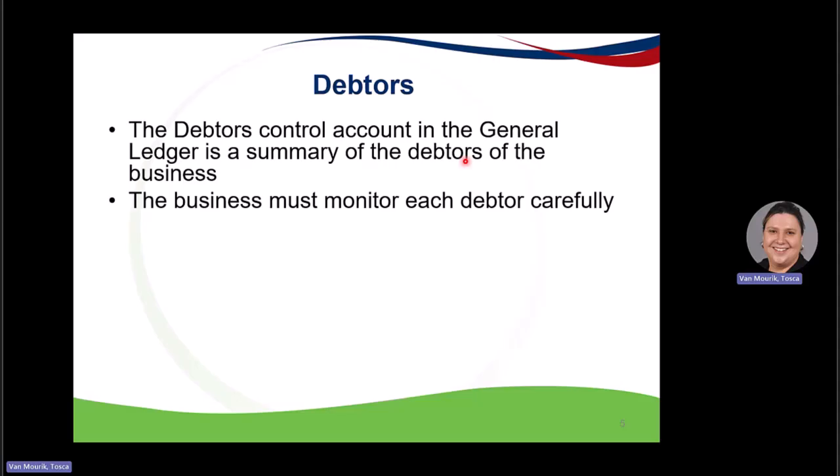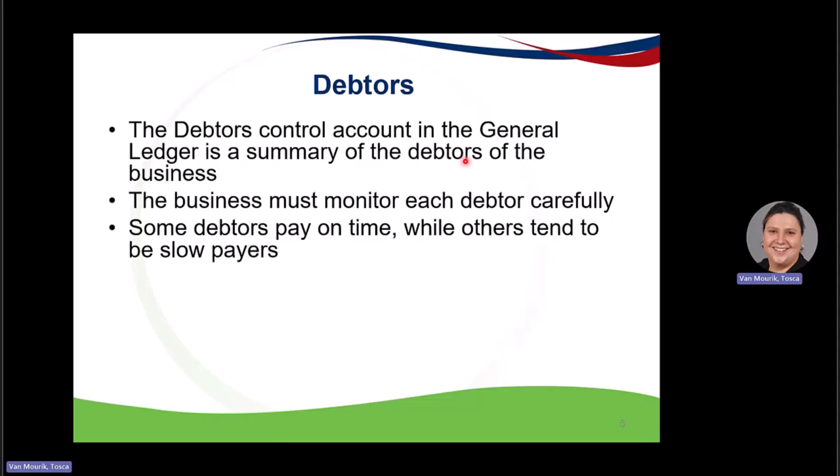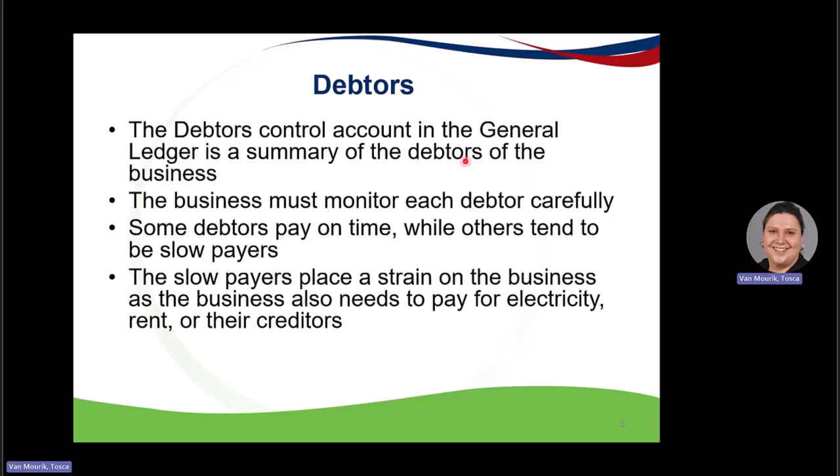The business must monitor each debtor very carefully because those will have an influence on your cash flow. Some of the debtors will pay on time or even before the time, while other debtors might be your slow payers. And these slow payers are the problem because they put a strain on the business, as the business also needs to pay for other operating expenses, for example your electricity, your rent, and also our own creditors. If we don't have money to pay our own creditors, then we will also become our creditors' slow-paying debtors.